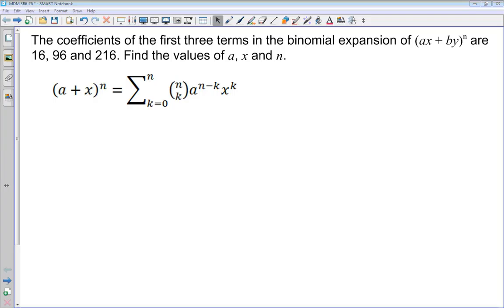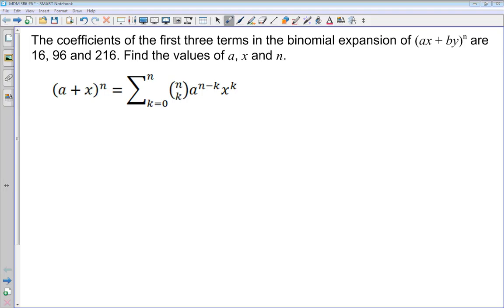So here's the problem we're trying to solve here. We're told that the coefficients of the first three terms in the binomial expansion of (ax + by)^n are 16, 96, and 216. We want to find the values of a, x, and n. This is a fairly lengthy question, so you might want to pause for a minute here and write down the question before we really get going.